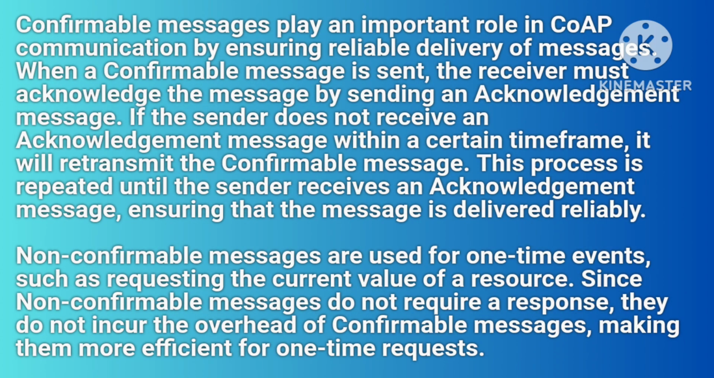Confirmable messages play an important role in CoAP communication by ensuring reliable delivery of messages. When a confirmable message is sent, the receiver must acknowledge the message by sending an acknowledgement message. If the sender does not receive an acknowledgement message within a certain time frame, it will retransmit the confirmable message. This process is repeated until the sender receives an acknowledgement message, ensuring that the message is delivered reliably.